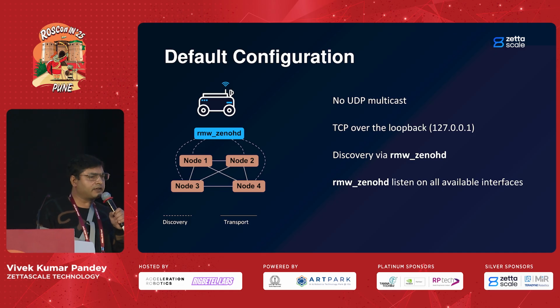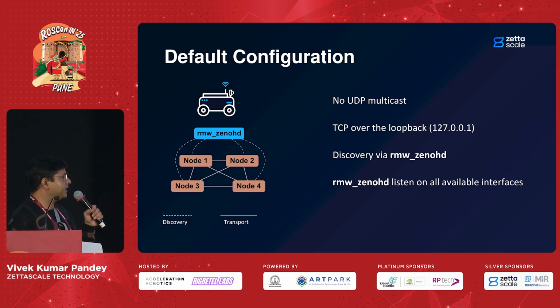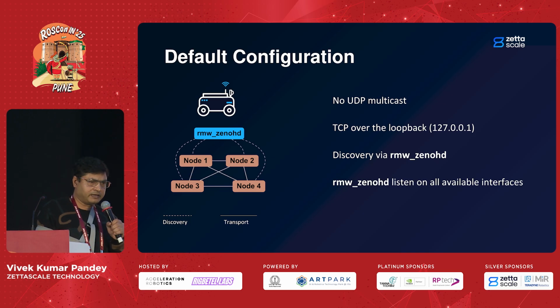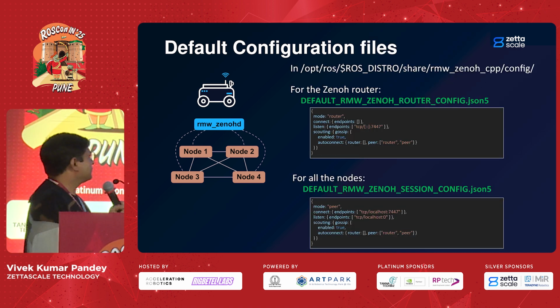You can use the default configuration and establish the communication. By default, there is no UDP multicast, and all the communication and discovery is done by TCP over loopback. Discovery is done by the Zenoh router, and the Zenoh router listens on all the available interfaces. Here you can see the default configuration for the router as well as for the other nodes.